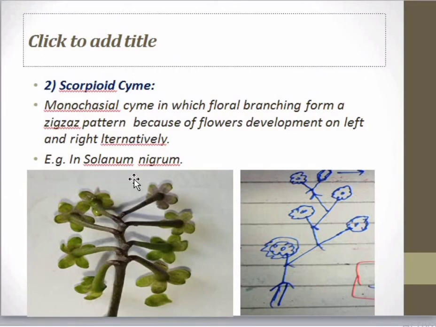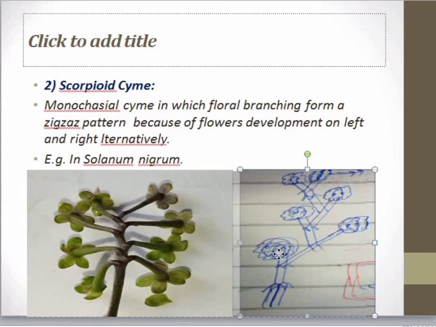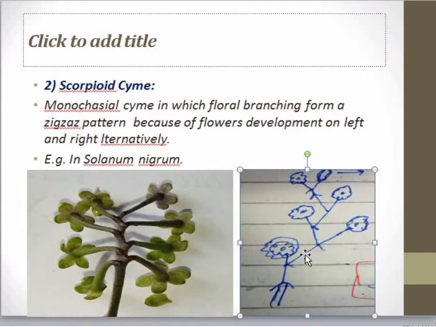Number second, scorpioid cyme, a monochasial cyme in which floral branching forms a zigzag pattern because flower development is left and right alternately. In scorpioid inflorescence, the flowers develop this way. This is the first flower. This gives rise to this lateral, but to the right, and this to the left, and then this one to the right, this one to the left. So left, right alternately.